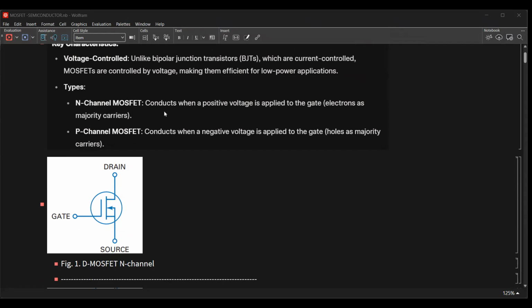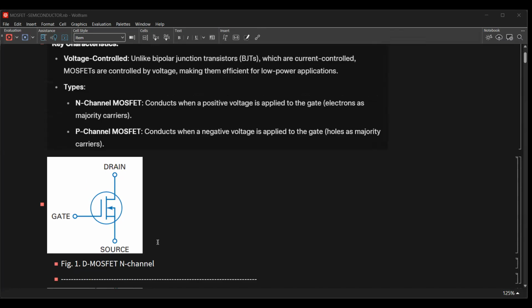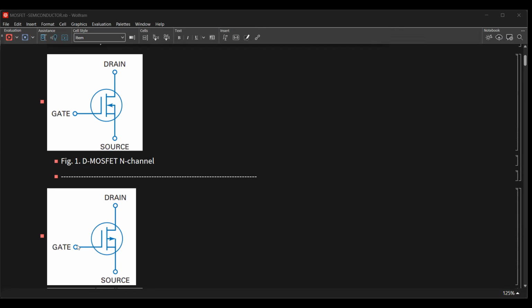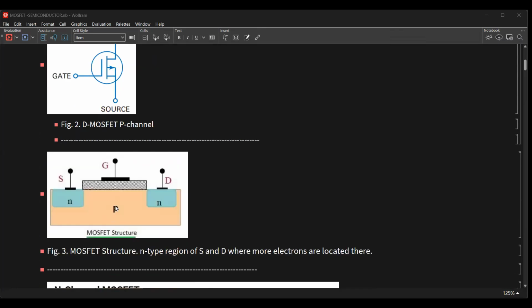So an N-channel MOSFET conducts when a positive voltage is applied to the gate. So we apply the positive voltage here, and as a result, we have the electrons as majority carriers here. The P channel conducts when a negative voltage is applied to the gate. So we have a negative voltage applied here, and because of that, we have the holes as the majority carriers.